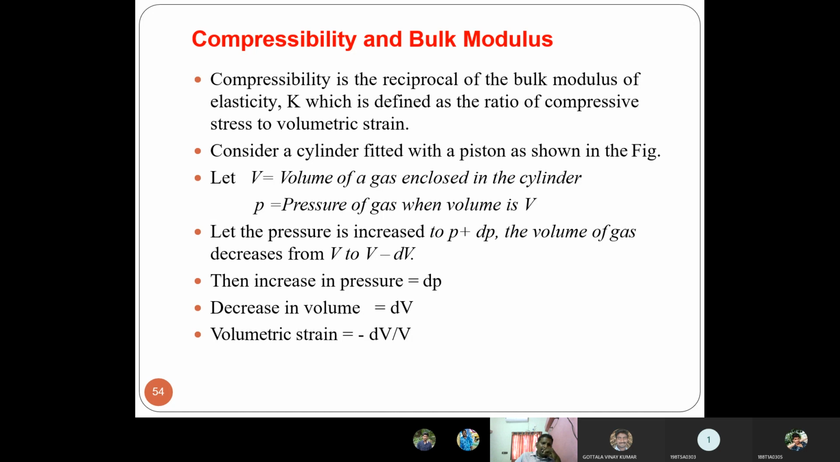The volumetric strain is equal to the change in volume to the original volume. Change in volume is minus dV and original volume is V. So volumetric strain is equal to minus dV by V. Minus dV by V. This is the information. And see the next slide.